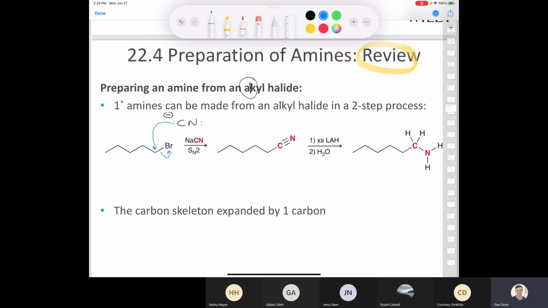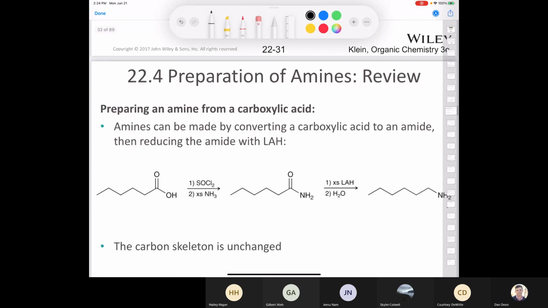But what happens is you change the number of carbons in the skeleton, right? You're starting out with 1, 2, 3, 4, 5 carbons here, and then you're ending up with a total of 6 carbons in the next compound, and then you reduce that using lithium aluminum hydride, followed by treatment with water, and that is a way to make a primary amine. So that's something that we've seen already.